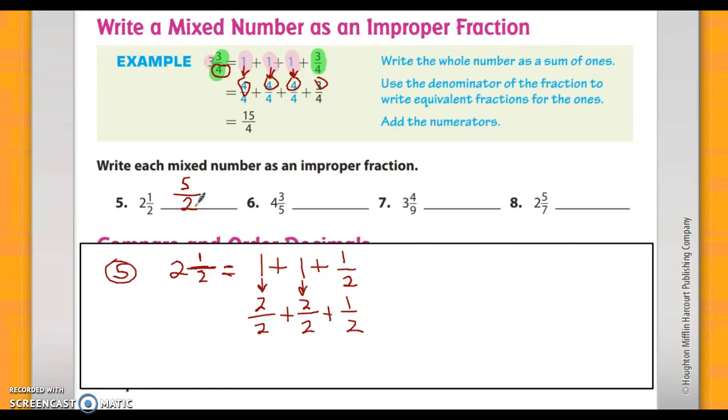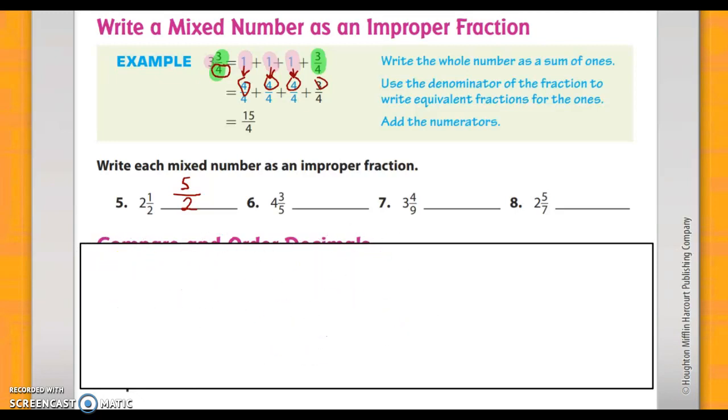Now, if you know a quicker way to do this, for example, I'll show you a different way in number 6. If you know a quicker way to do this, that is fine. You don't have to take a long time to do these. You don't even really have to show all your work if you can just do it mentally. So check out number 6, what I'm going to do here.